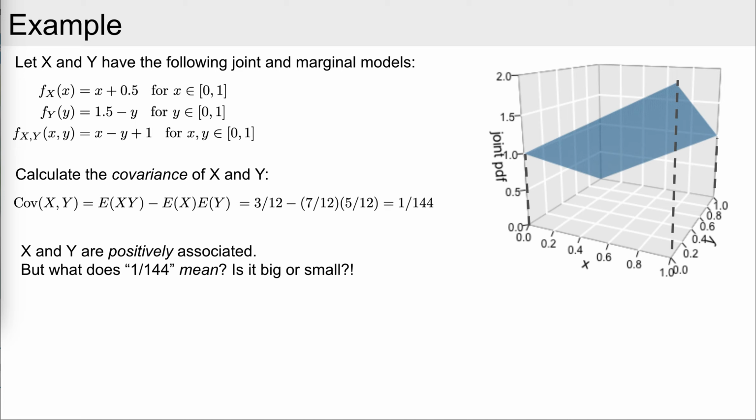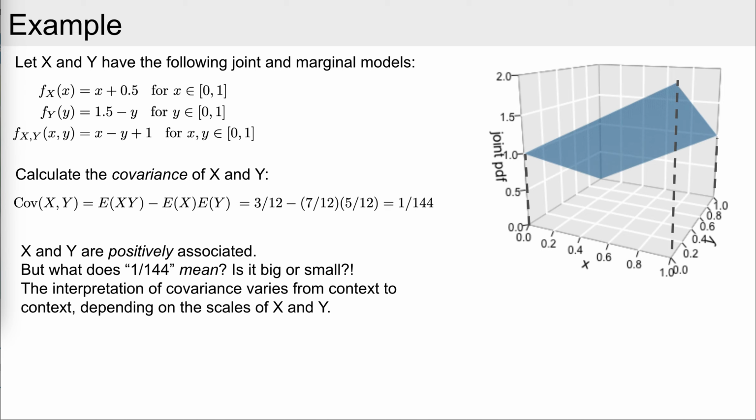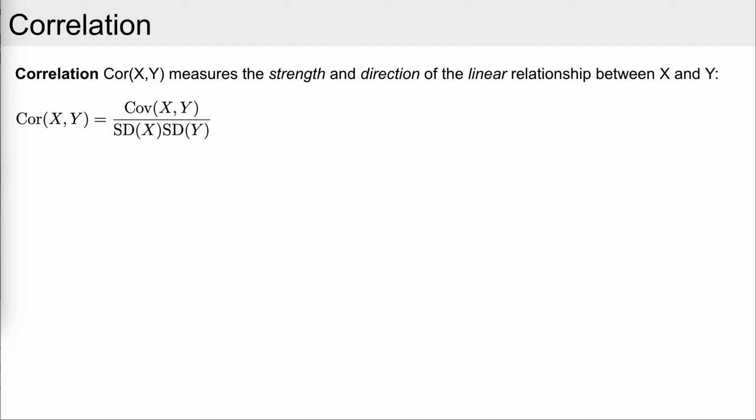But what does 1 out of 144 mean? Is it a big number or a small number? That is, is the positive association between x and y strong or is it weak? Now it's really hard to tell. The interpretation of covariance varies from context to context depending upon the scales of x and y. Luckily, we can standardize covariance measurements.